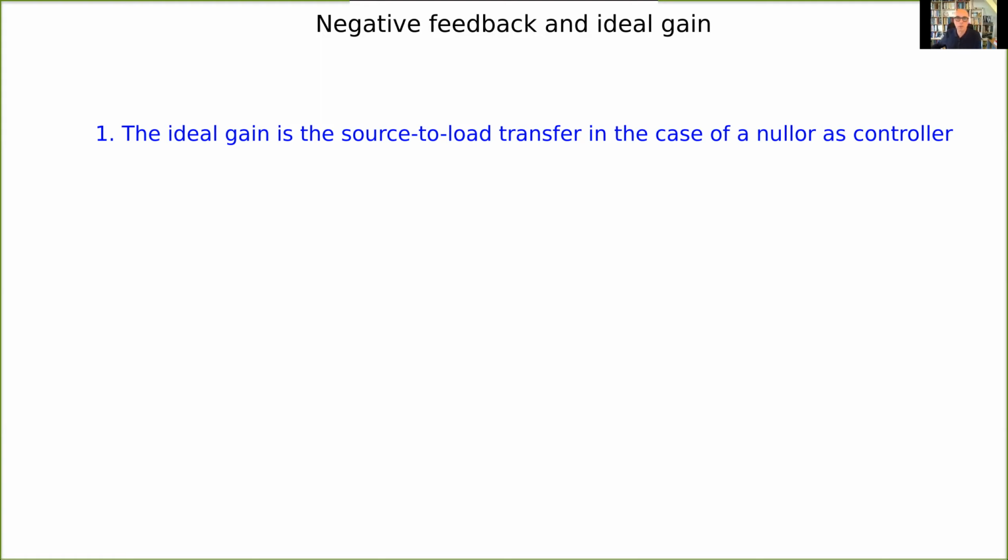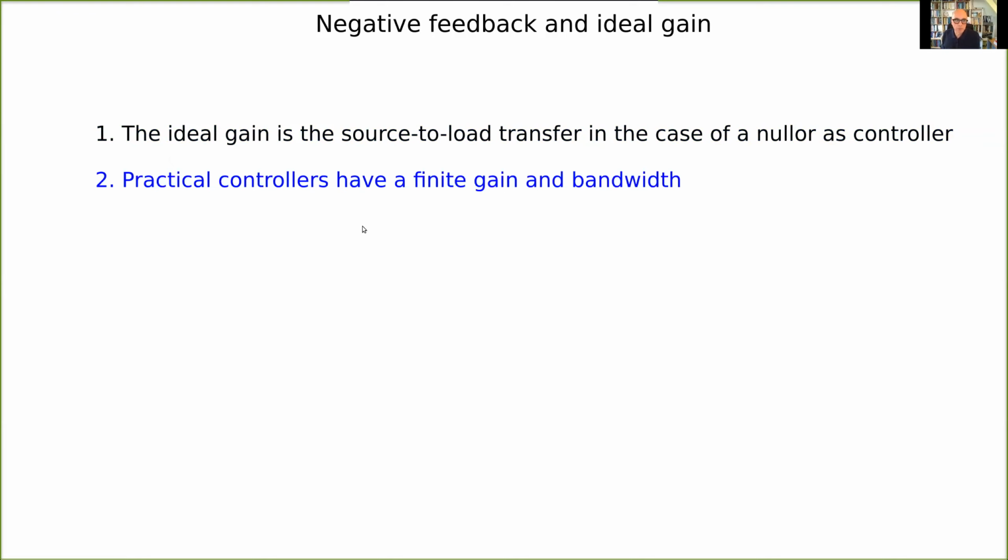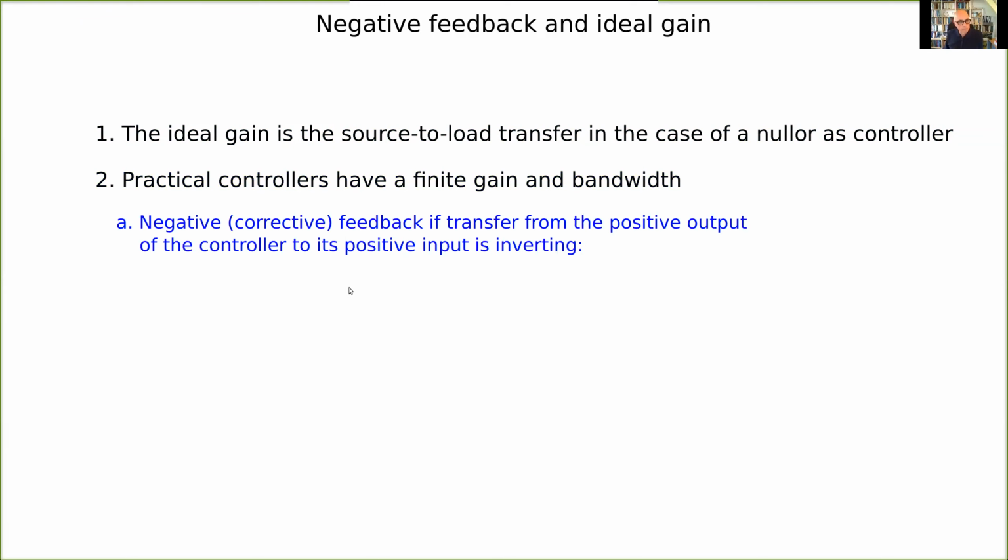We have another gain and we give it another word because then we can talk about deviations between the desired or ideal gain and the actual gain of the amplifier. That's why we need to have this strict definition. So the ideal gain is a source to load transfer in case of a nuller as controller. Practical controllers have finite bandwidth and finite gain and a lot of other errors.